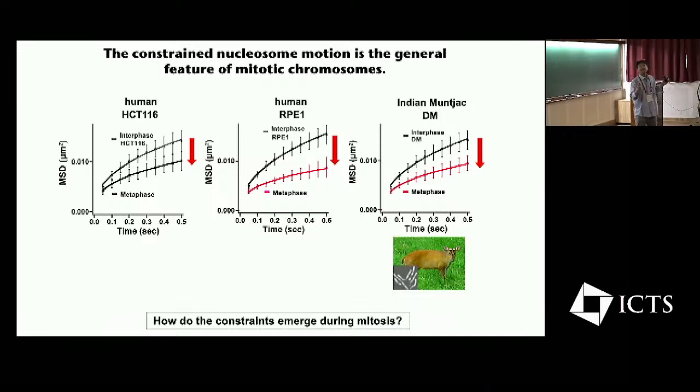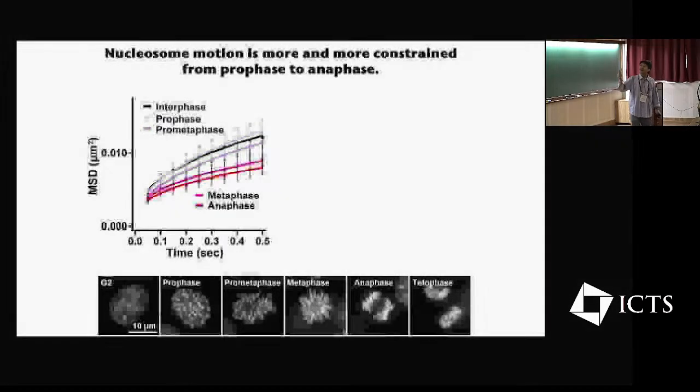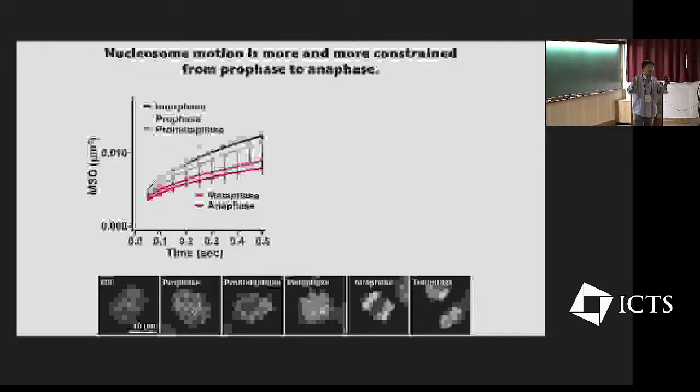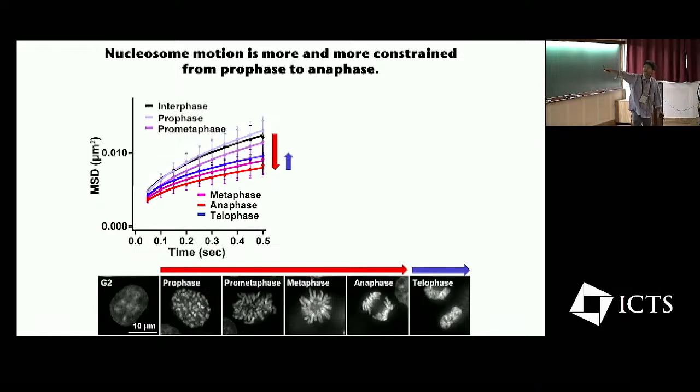So to address this question, we synchronized these HCT116 cells in G2 by treatment with the CDK1 inhibitor RO3306, and then released them. We imaged G2, prophase, prometaphase, metaphase, and anaphase. Nucleosome motion is more and more constrained from prophase to anaphase. Once decondensation starts at telophase, the constraint is reduced like this.